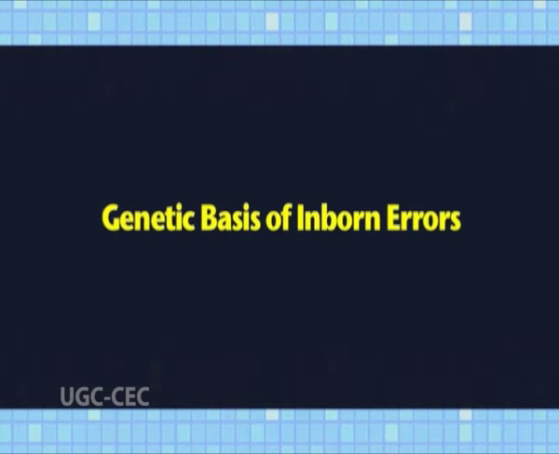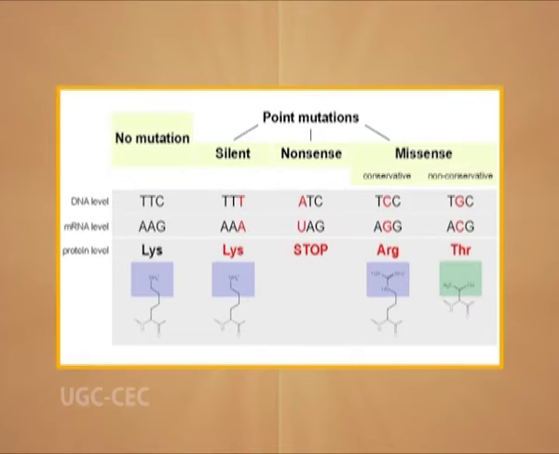Now let us understand the genetic basis of inborn errors. The cause of these defects in the enzyme and protein has been traced to mutations in the genes that code for them. Alteration in the structure or nucleotide composition of DNA can have various consequences for the structure of the protein coded by the DNA.